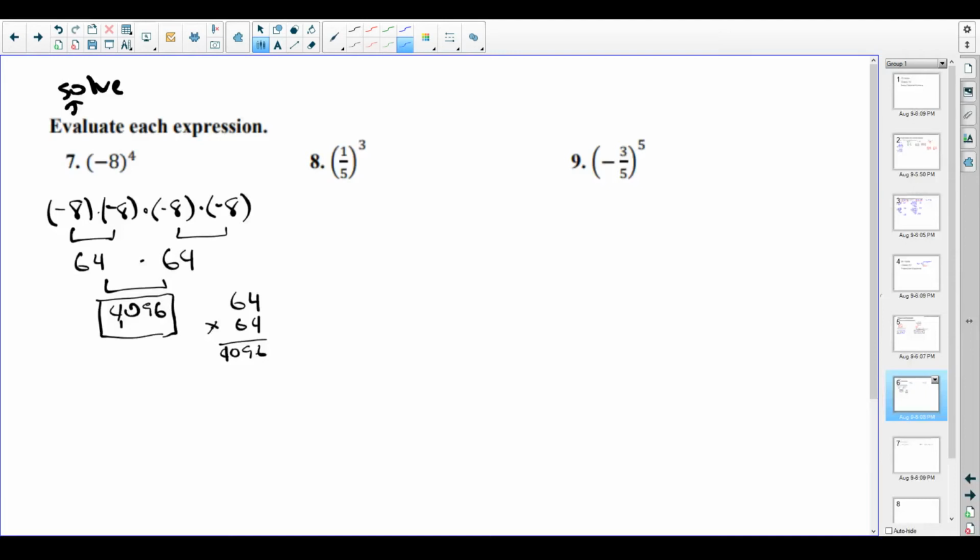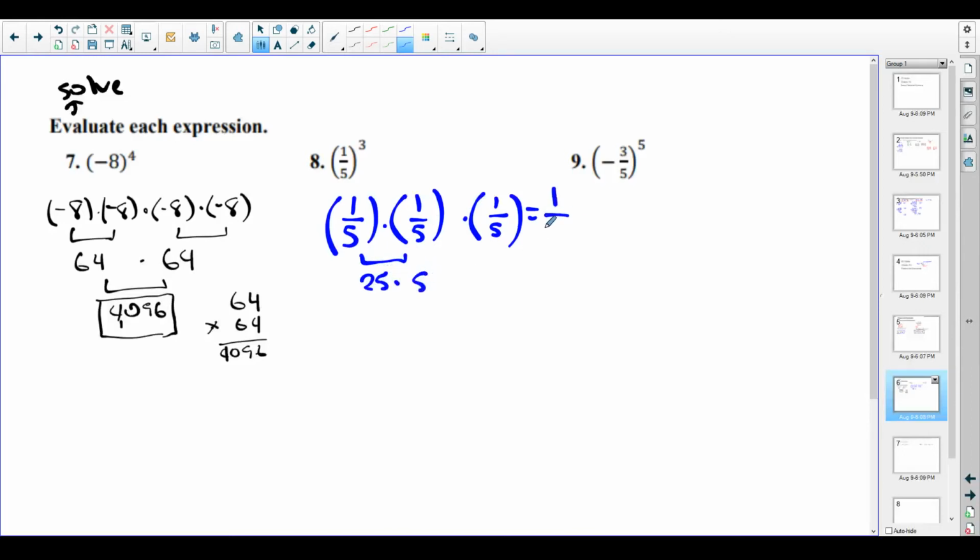So 1/5 to the 3rd power. Same idea: you take whatever the number is and multiply it that many times. So 1/5 times 1/5 times 1/5. If we're multiplying fractions, we just go straight across. So 1 times 1 times 1 is just 1. Then 5 times 5 is 25, times 5 again is 125. So 1/5 to the 3rd power is 1 over 125. Again, numbers get big and small pretty quick.